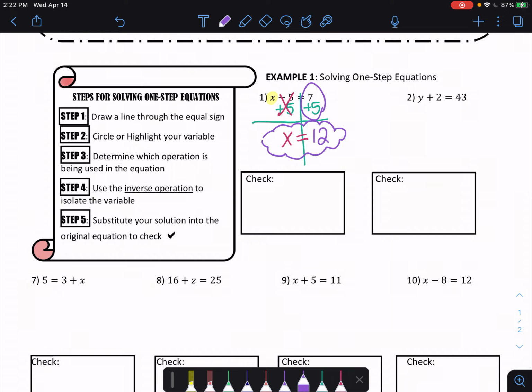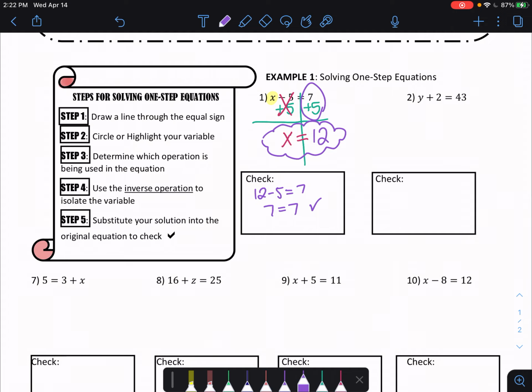And then yesterday we worked on, well, we can check that. We can make sure that it's right. So I'm going to plug into my original equation and see if it's true. So 12 minus 5 is equal to 7. 7 is equal to 7. That is absolutely true. My solution is correct.